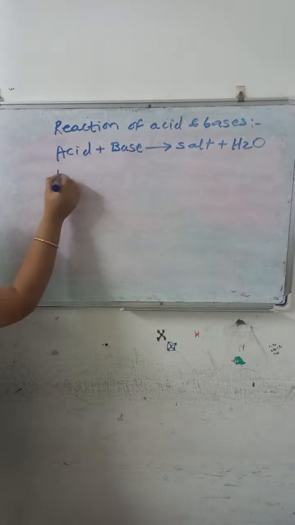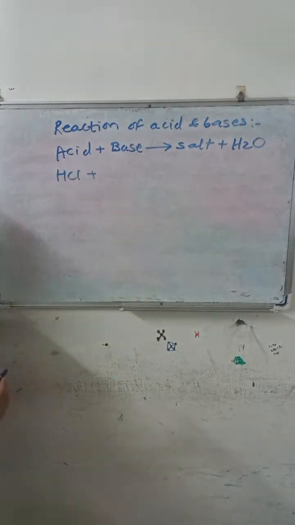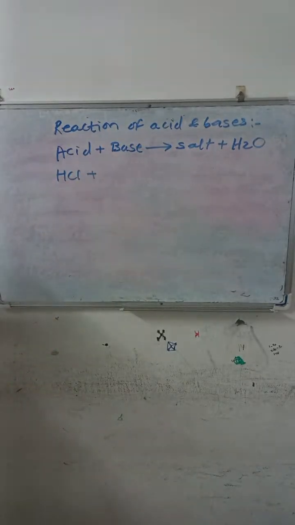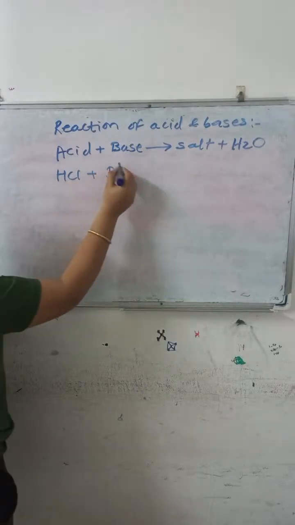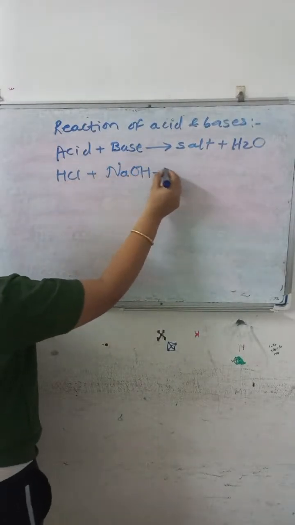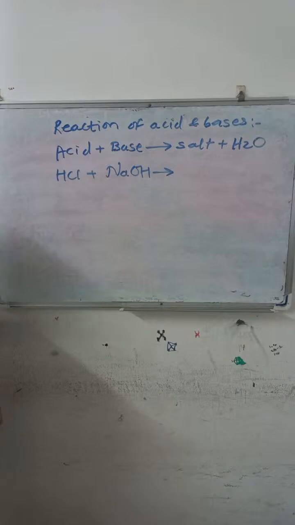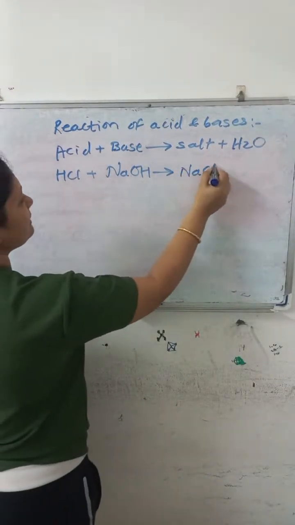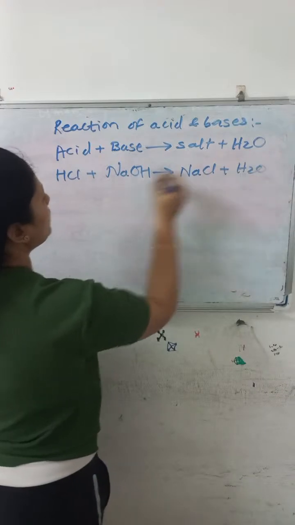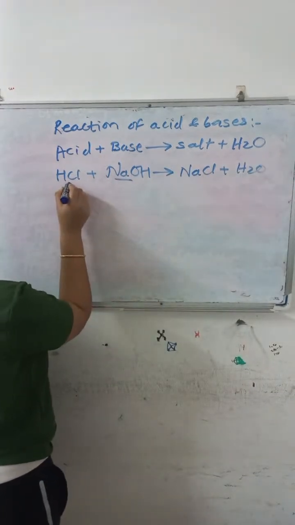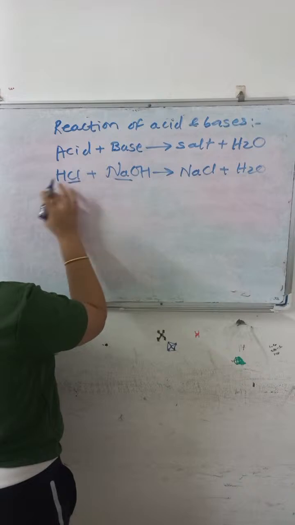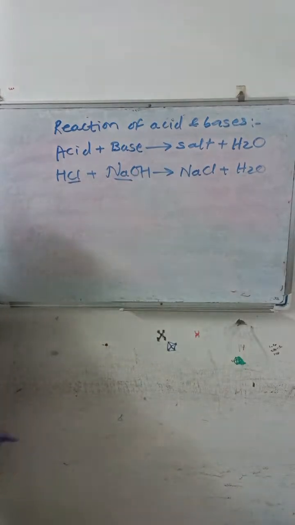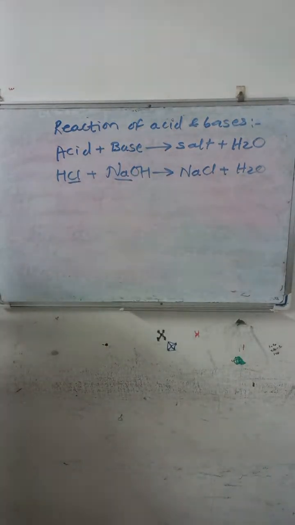So suppose I take HCl as the acid and sodium hydroxide, NaOH, as the base. When I react these, I will get NaCl plus H2O. So this is Na and Cl, and the remaining H2 plus O, so H2O you are getting. This kind of reaction takes place.